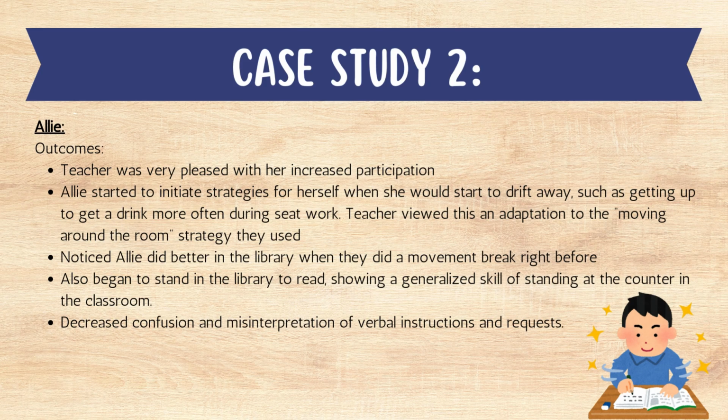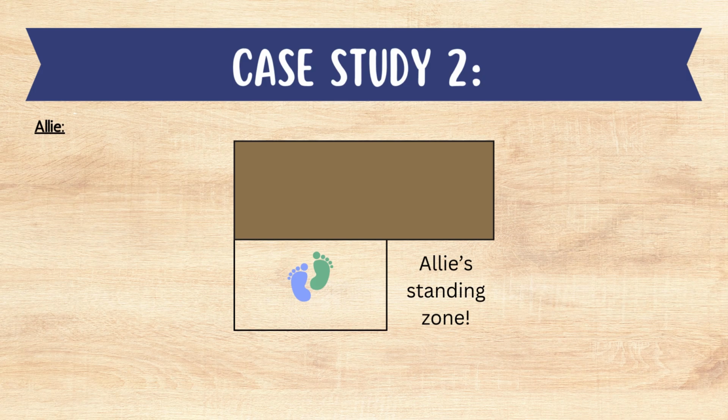The teacher also noticed that she did better in the library when they moved right before going, so she added this to the routine. Allie also started to stand in the library when reading, which showed a generalization of the strategy of standing in the classroom to do work. Lastly, with written instructions rather than verbal instruction, there was decreased confusion and misinterpretation of verbal instructions and requests. Again, to have clear boundaries, tape can be used around her standing desk or counter space to clearly outline where she is allowed to stand and be.